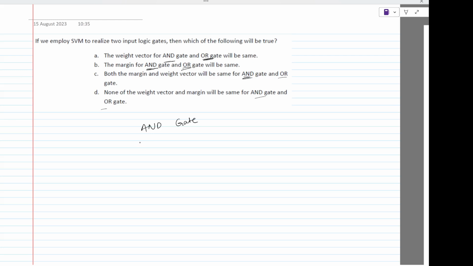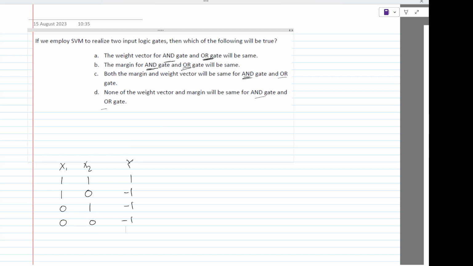If you have 1 and 1, this is your X1, X2, Y. So if it is 1, 1, it should be 1. If it's 1, 0, it should be minus 1. If it is 0, 1, it should be minus 1. If it is 0, 0, it should be minus 1. This is the AND.